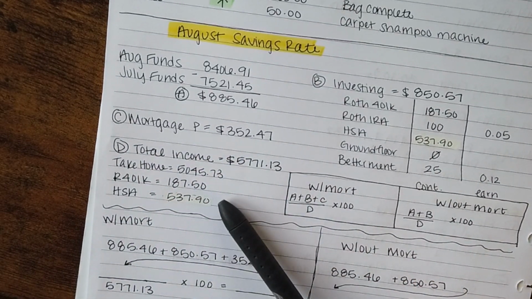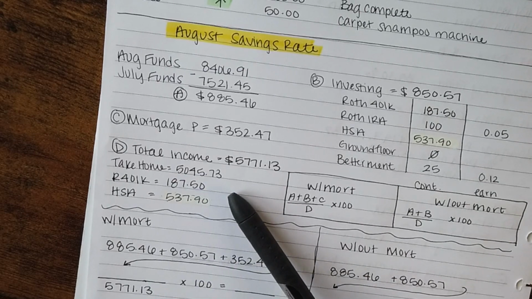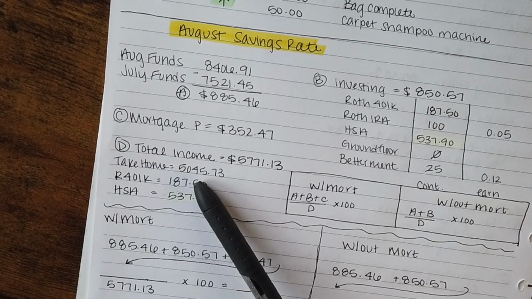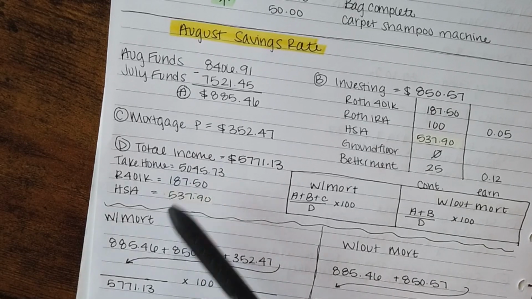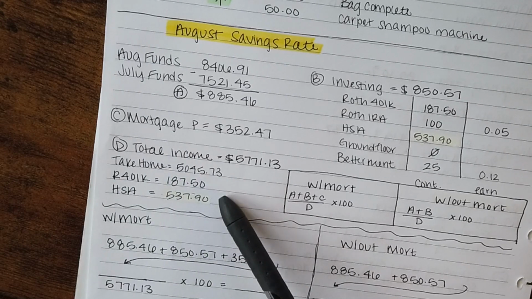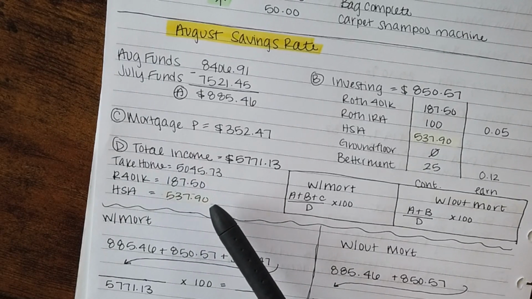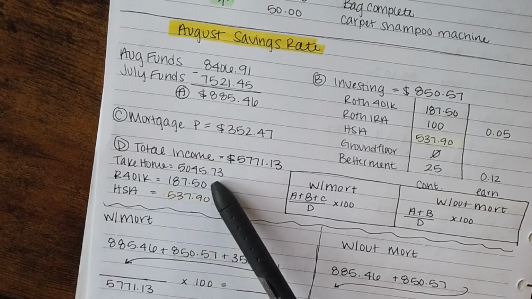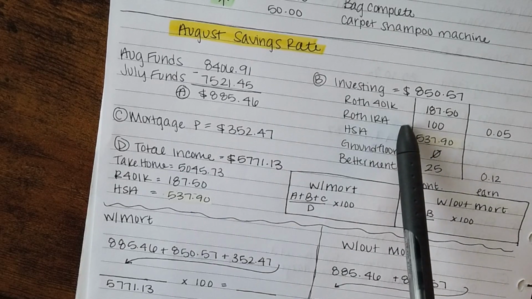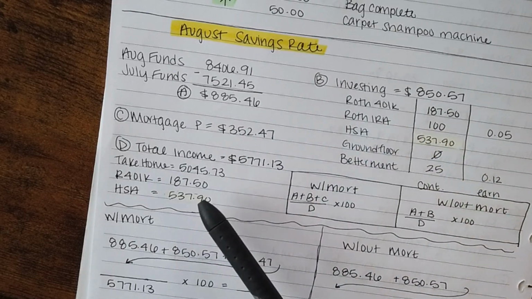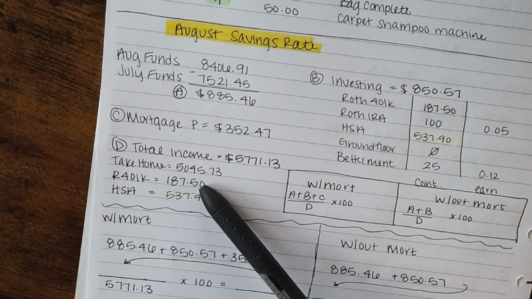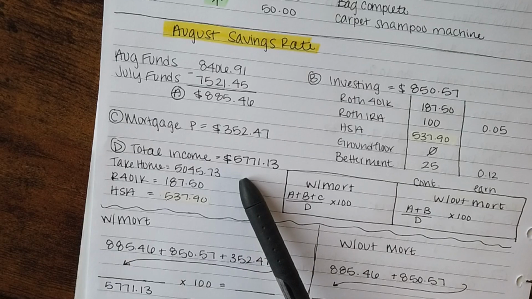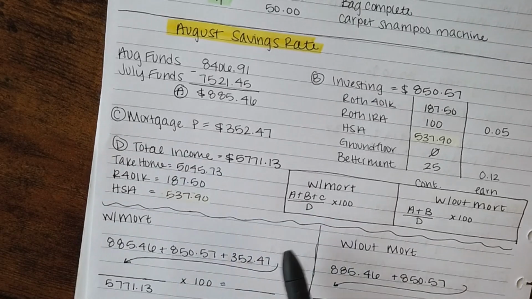And then D is my total income, and this is important to talk about a little bit more now because I have my take-home income, which we looked at together, the $5,045.73. But then I have two other pieces here that are taken out of my check before it even comes to the take home. So I need to add those back in because I'm factoring for them here as I saved that money and invested it. So it needs to be part of my total income for my percentage to be accurate. So I added these back in. So that brings me to $5,771.13.